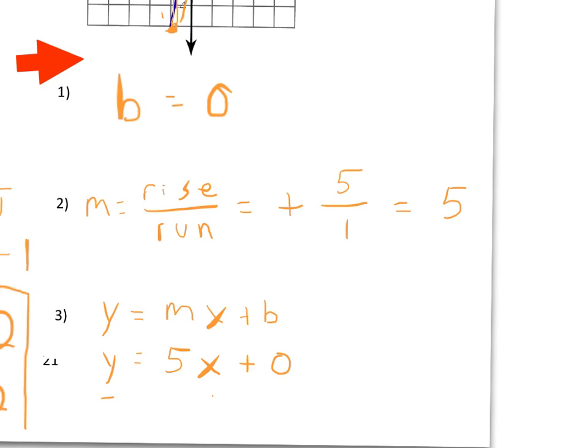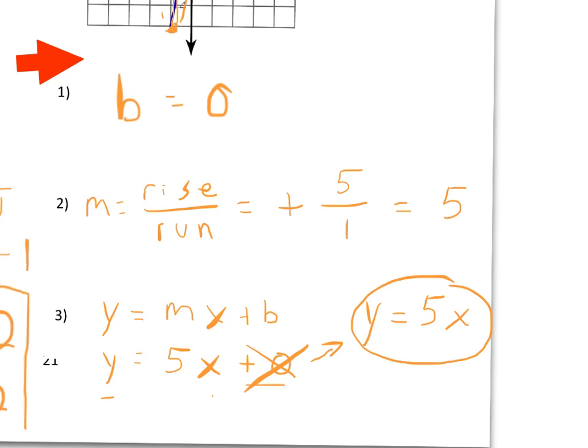Now, do we need to show something of plus 0? And the answer is no. In fact, we will almost never see this answer choice on a test where it shows plus 0, because it doesn't change anything. I want you guys to cross that out. We don't show plus 0. We're just going to write what's left: y equals 5x. That's it. Y equals 5x is our final answer to this.